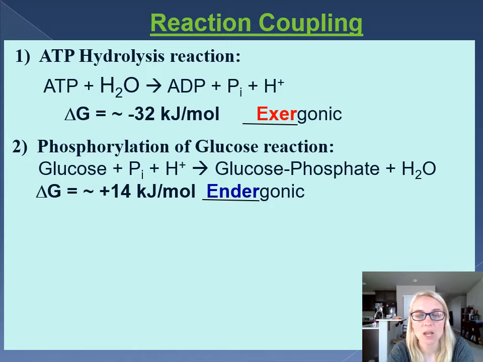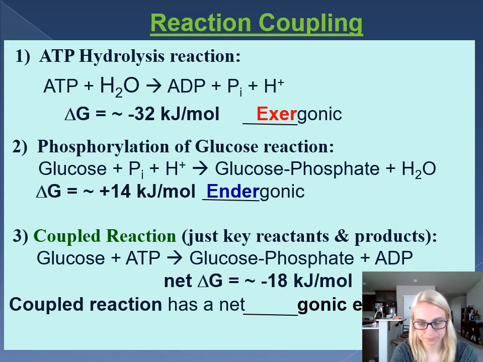Endergonic reaction. So it is endergonic because it requires energy to phosphorylate that glucose. These were two reactions that were calculated separately, the hydrolysis of ATP and the phosphorylation of glucose. Now, what if you were to combine the reactants in these two reactions into one reaction? And so this is the coupling part.